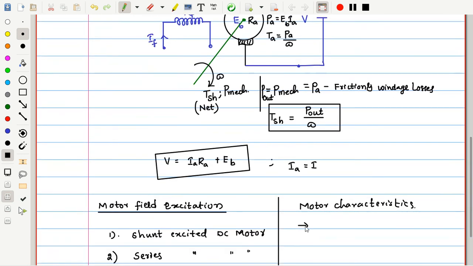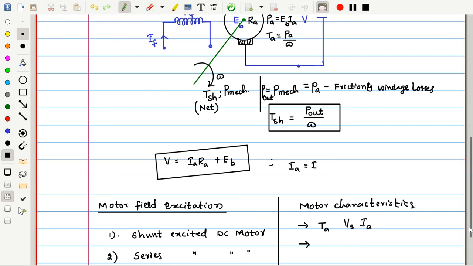The first is the torque of the armature versus the armature current. As I vary the current, how the torque develops on the motor, so that I get the mechanical power as output. We should understand these characteristics to better interpret the machine operation.